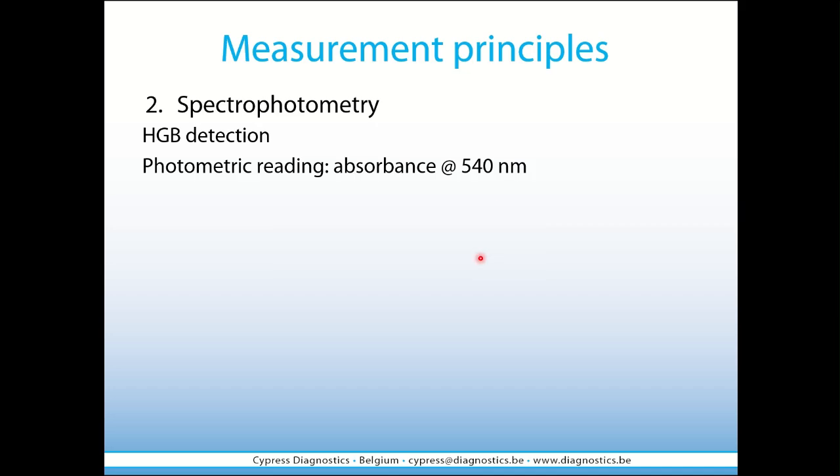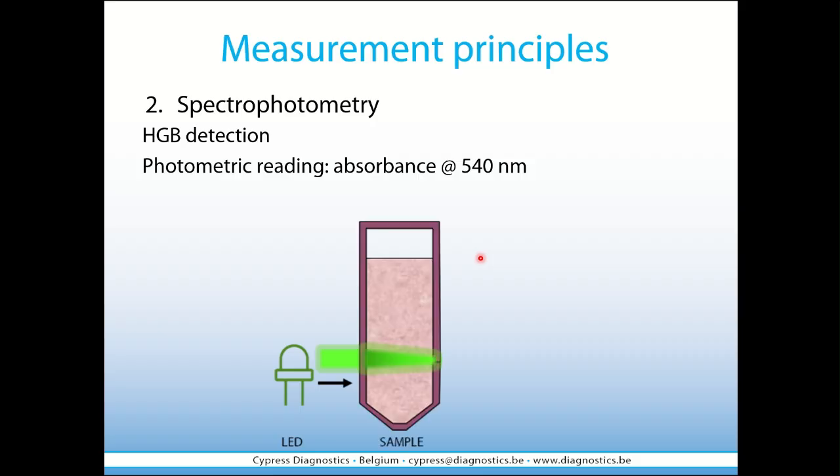Then, a green LED that emits light at 540 nanometer, located around the measurement chamber, is turned on. The free hemoglobin in the sample in the measurement chamber will absorb this light, and the remaining emitted light is detected by a photodetector. So the system calculates how much is absorbed and thereby how much hemoglobin is in the sample.